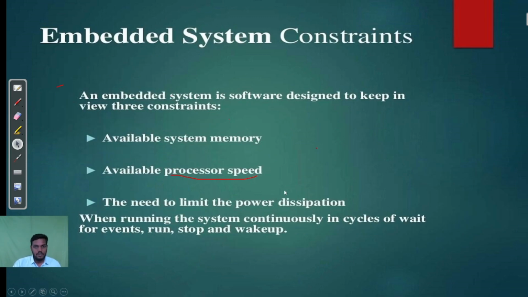Embedded system constraints: an embedded system's software is designed keeping in view its constraints, such as available system memory and available processor speed, the need to limit power dissipation in a multiple-cycle system, and a particular variant of interrupt latency.